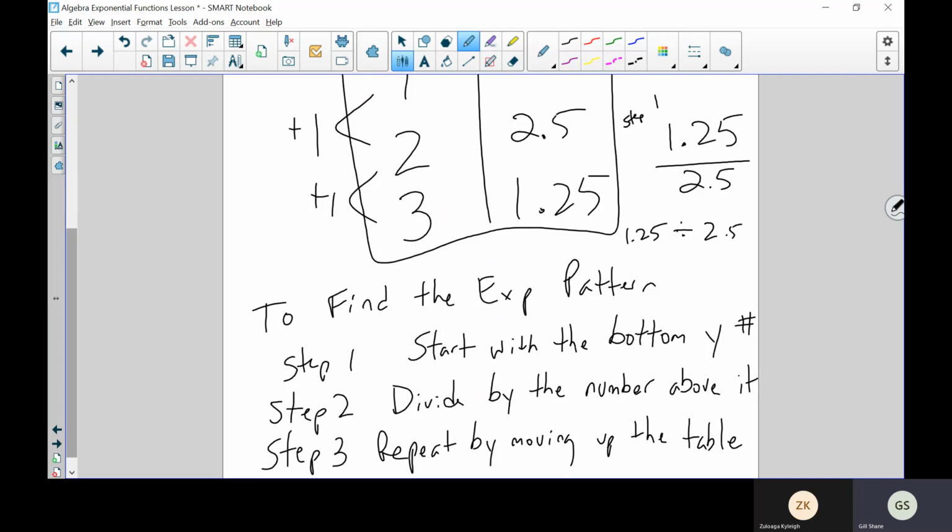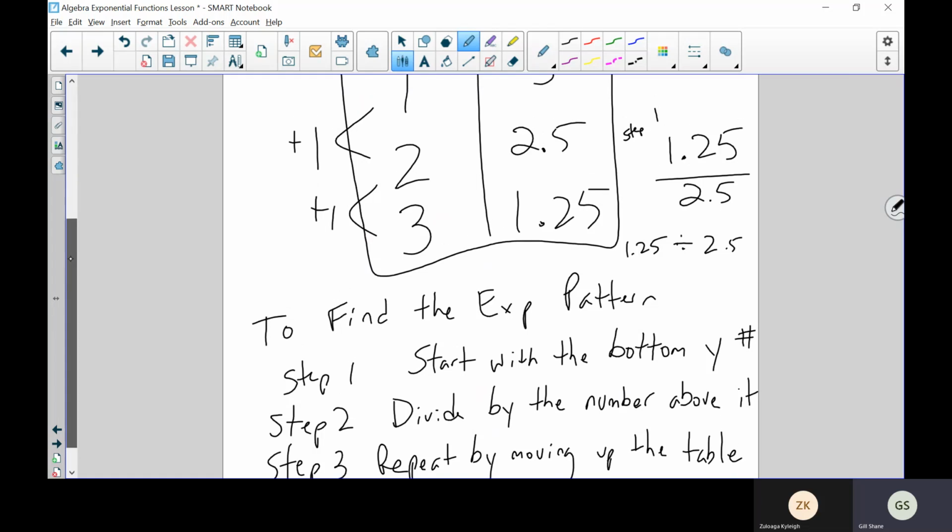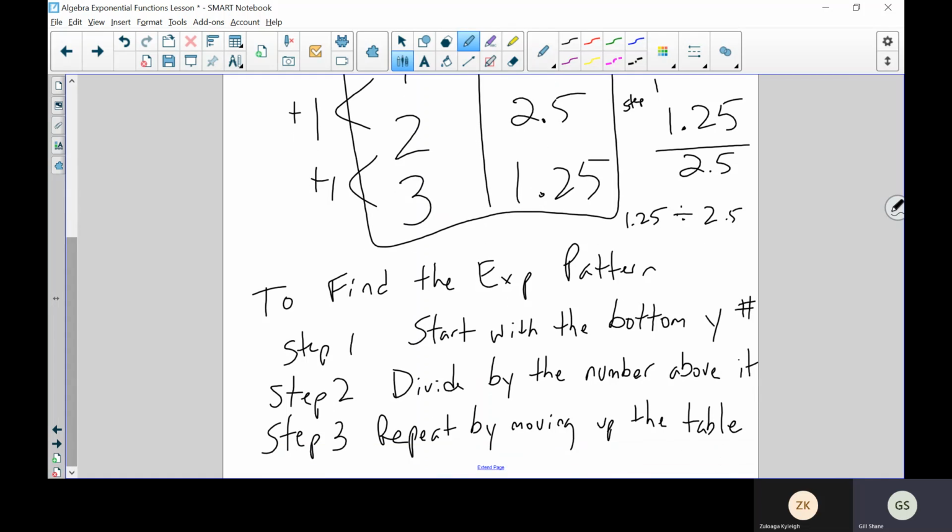You never say I'm dividing by 2. The pattern has to be based on multiplication, which is why we take this number divided by that to get the answer, which is 0.5. 1.25 divided by 2.5 is 0.5. So I'm multiplying by 0.5. And now I'm not done. I can't just do it once, because remember, there may not be a pattern. If there's no pattern, then it's not linear or exponential. So I have to check that I get 0.5 every single time. And that's what step 3 is: repeat by moving up the table.